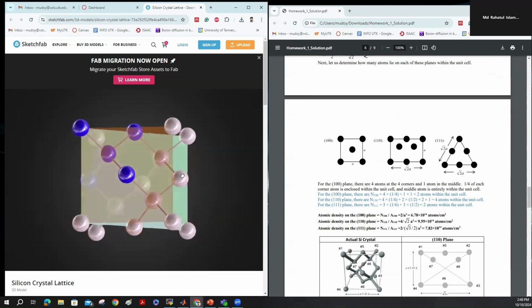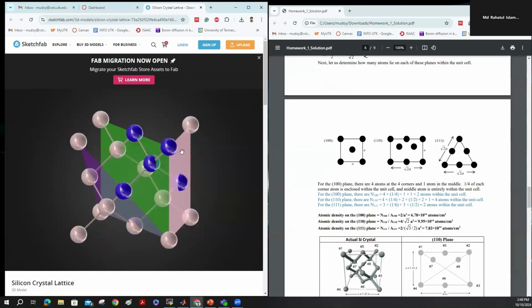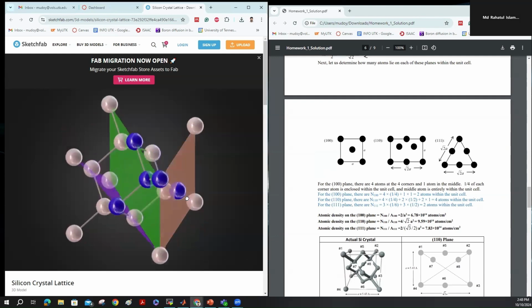Let's see which atoms are on these plates. As you can see, this is one corner atom, this is another, this is another, and this is another. So four corner atoms, and there is another atom right here in the middle. This picture comes from this plane actually. So there are four atoms in four corners, and there is another atom in the middle. So this is for the 100 plane.